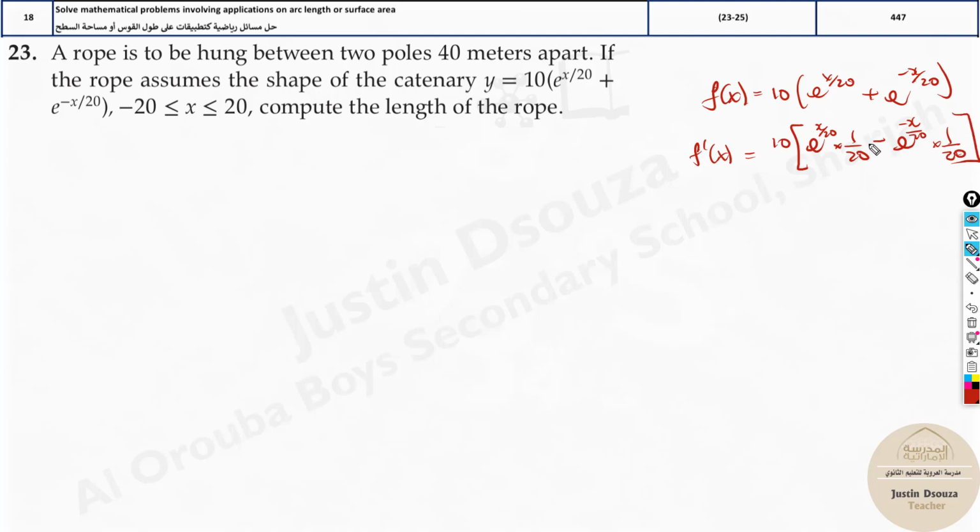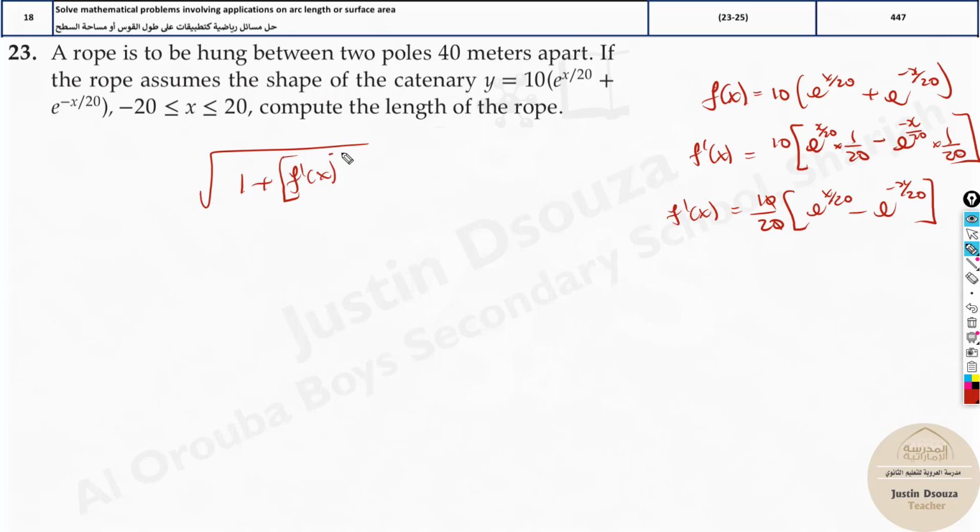Now that's enough, but you can simplify it. It's better to simplify f dash of x. Over here, this 1 by 20 and 1 by 20 comes out, so it becomes half again, and we have e to the power x by 20 minus e to the power minus x by 20. That's it. Now let's use the formula. It's the integral from a to b of square root 1 plus the derivative, the whole square, dx. This is the arc length.